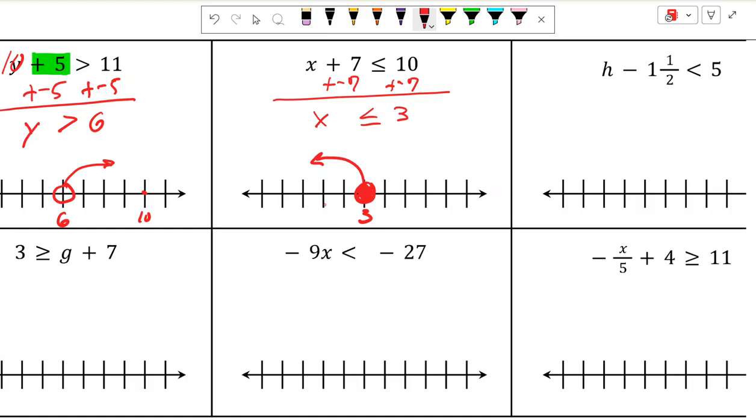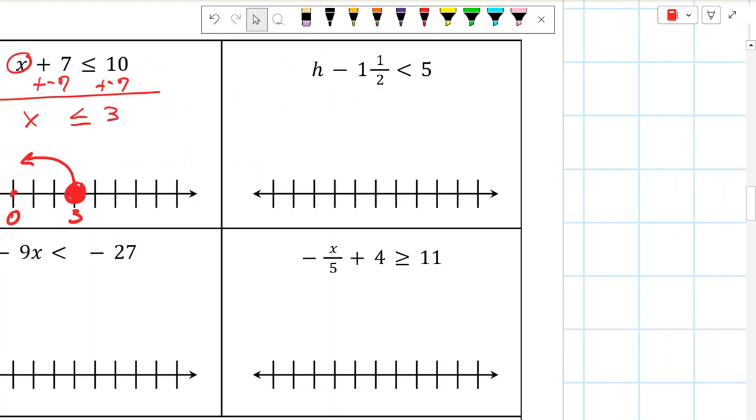Now, I need to pick something that is less than 3. A super easy number to pick would be 0. That is less. So if I put 0 right here where the x is, 0 plus 7 is 7, and 7 is indeed less than 10. So we know we got it right.